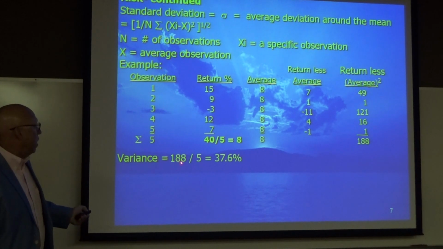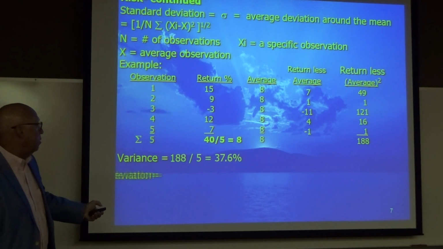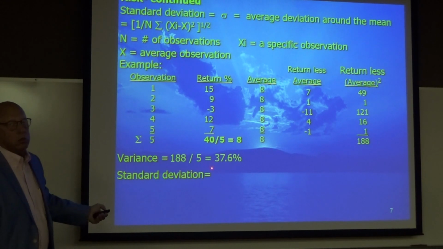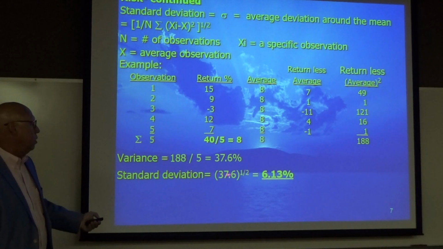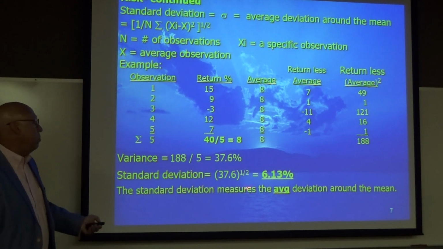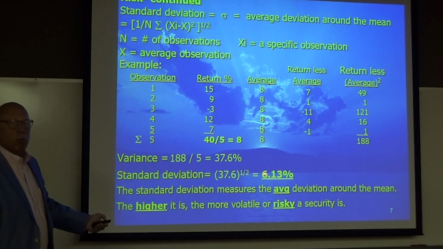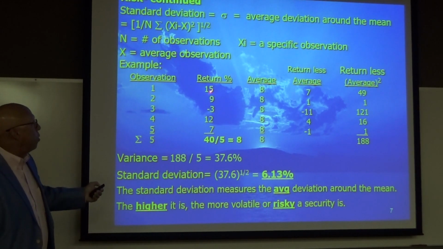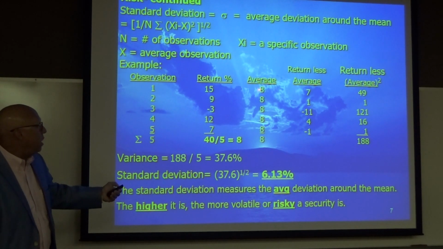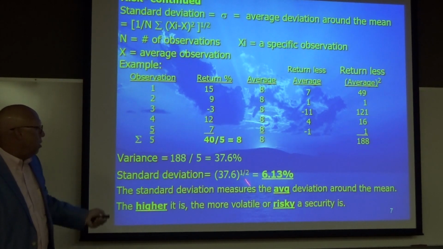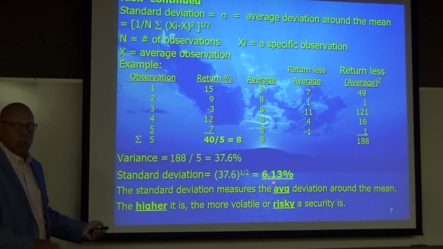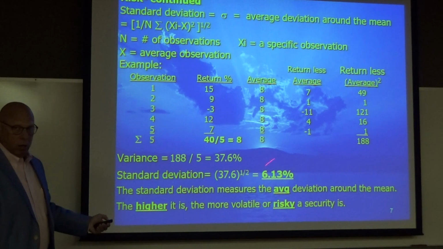All right, we divide the 188 by the number of observations, and we get what's called the variance. Let's take the square root of the variance, which is raising it to the 1/2, and we get the standard deviation. And remember, the standard deviation measures the average deviation around the mean, and the higher this number is, the more volatile or risky a security is. The more this bounces around the mean, the more movement there is, the higher the average deviation is between this and this, the riskier a security is. And so we can measure how risky a security is based on the standard deviation.